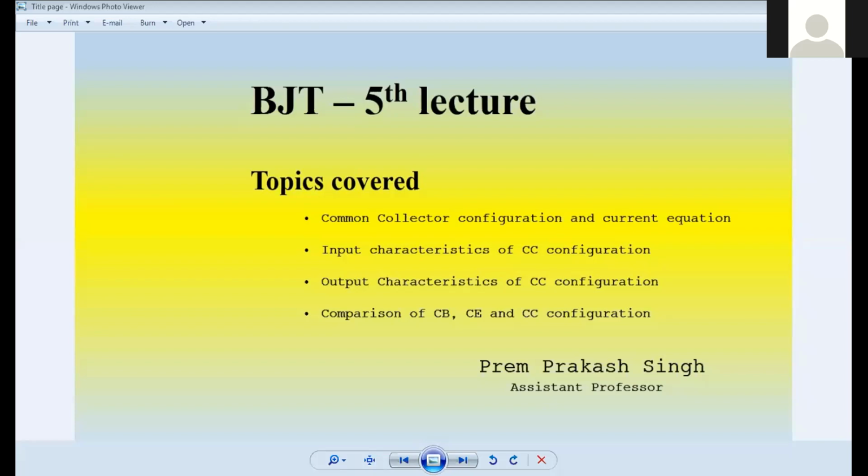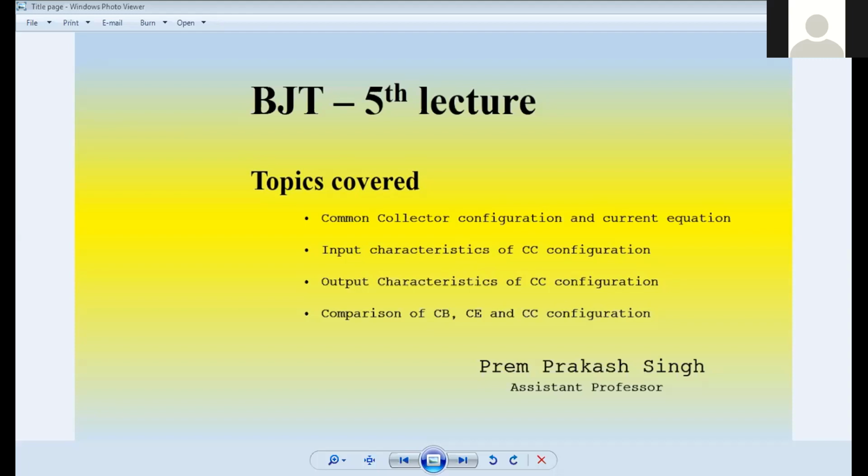Before that, we have studied the basics of the BJT, the common emitter configuration, and the common base configuration. Now, for the common collector configuration, we will study the input characteristics curve, output characteristics curve, and current equations. After this fifth lecture, we will move to the FET and then some problems.